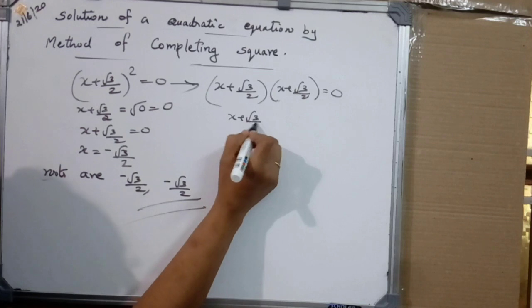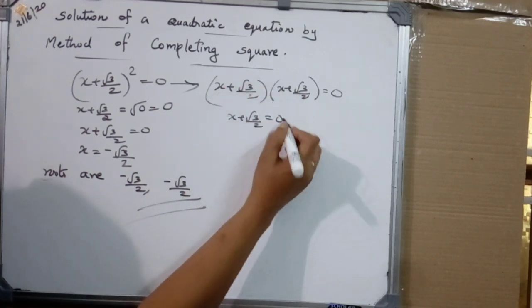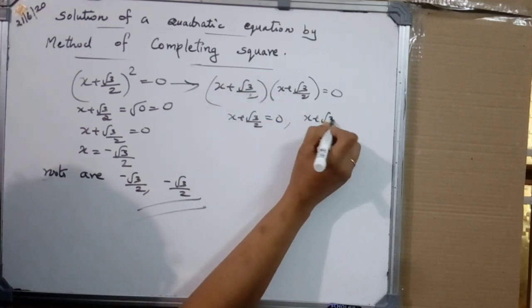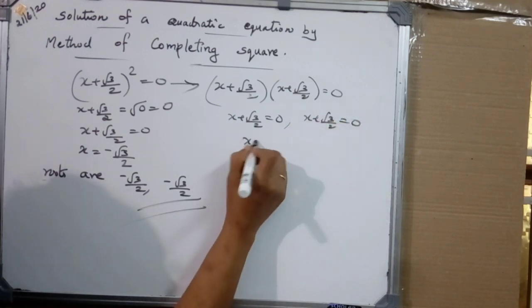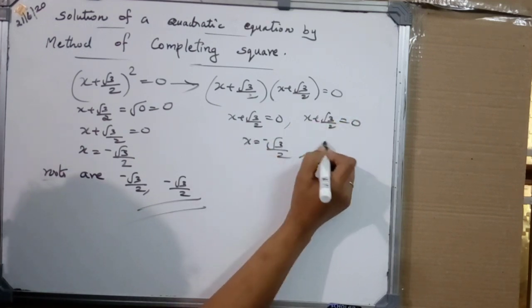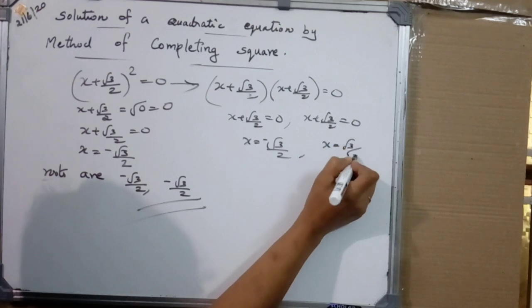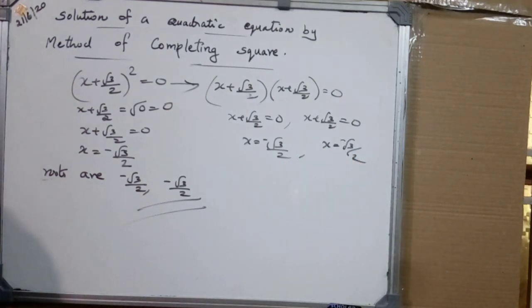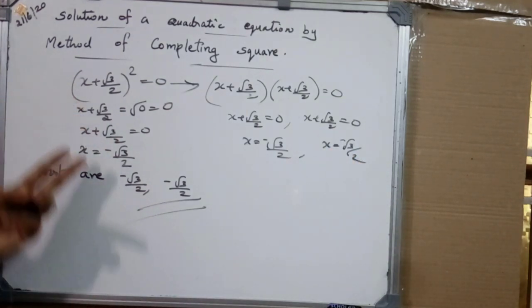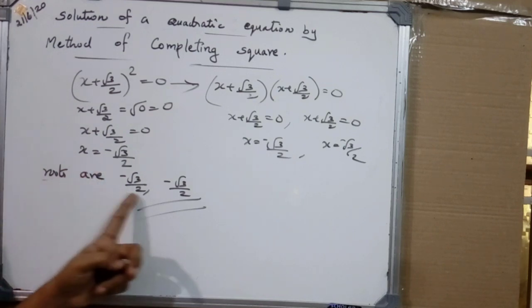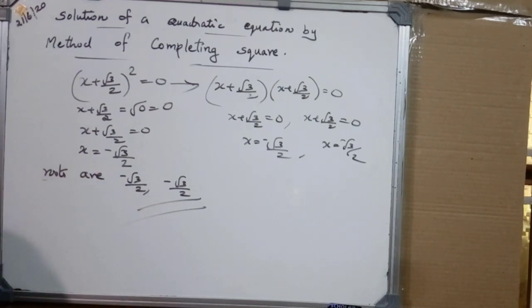There, you make it as two linear factors and do x plus root 3 by 2 equal to 0, then x is equal to minus root 3 by 2. Here also x is equal to minus root 3 by 2. Suppose if you write like this, you will get only one root, then write it as a repeated root.